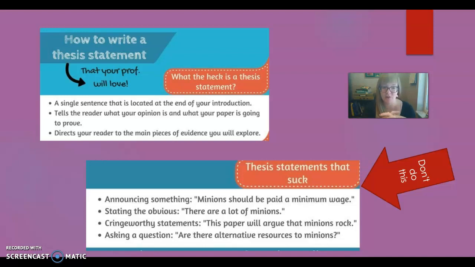So you don't want to announce. You don't want to state the obvious. You don't want to say, this research will show, or this paper will argue. Just say what you're going to say. Just give your position. And also don't ask a question. Your thesis is not a question.